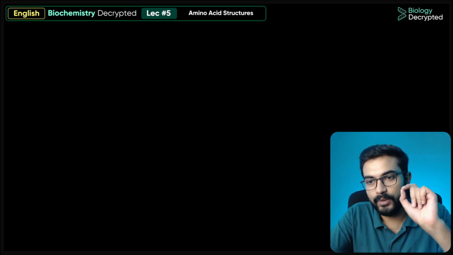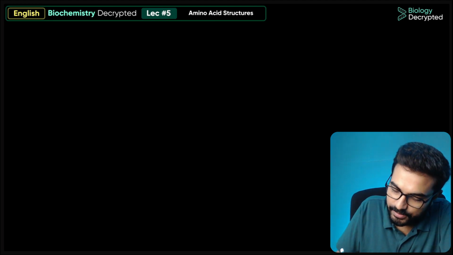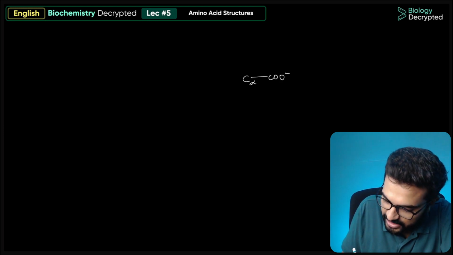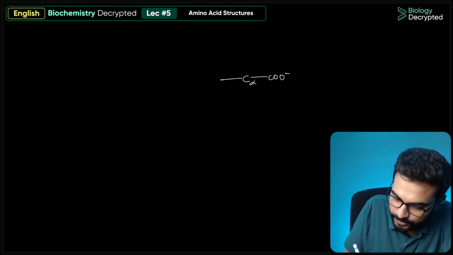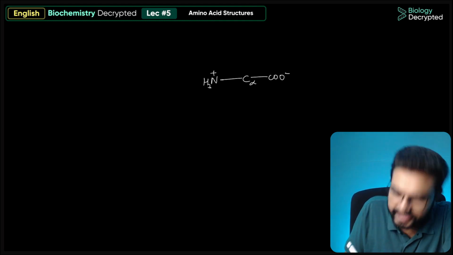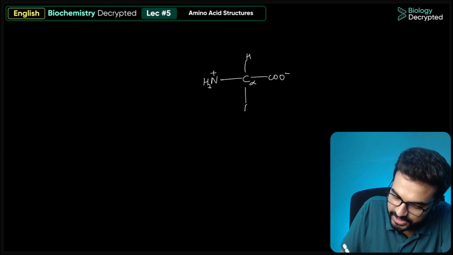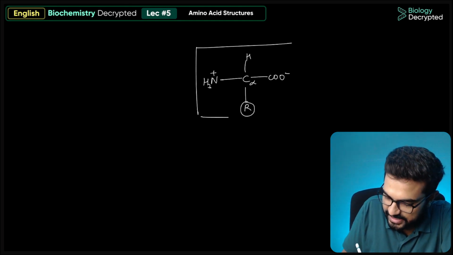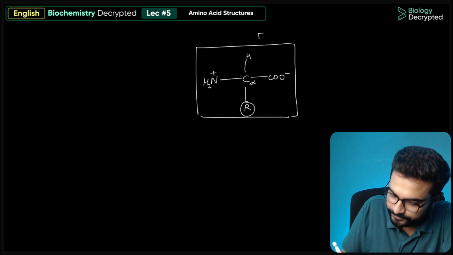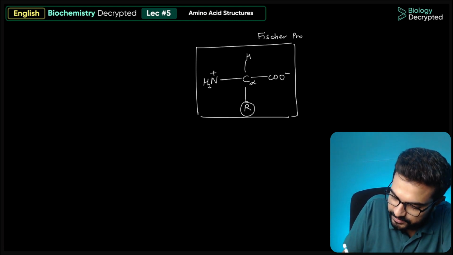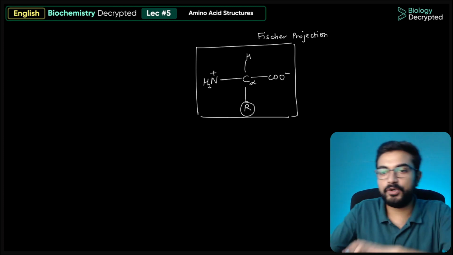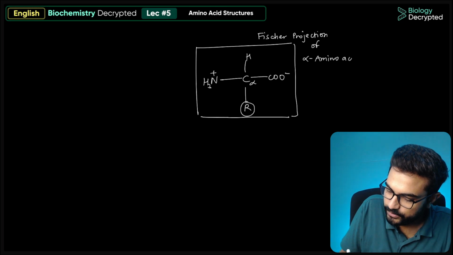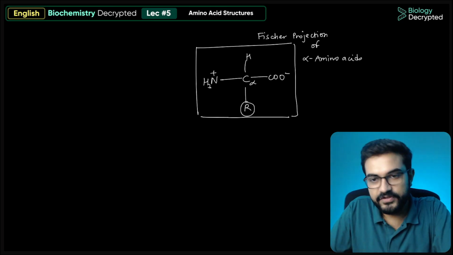Let me tell you one more important thing. We are discussing alpha amino acids here, right? So this is your alpha carbon. This is your carboxylate group, alpha carboxylate group. This is your alpha amino group. This is hydrogen, and this is your R group. And as I told you, this type of representation is known as the Fischer projection of alpha amino acids. This is a Fischer projection.